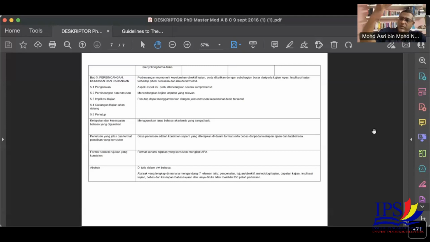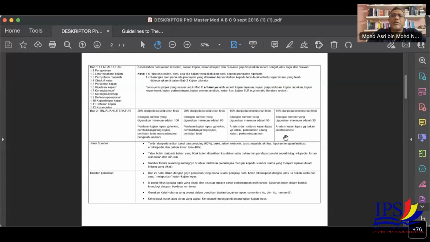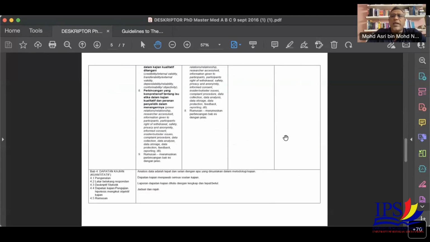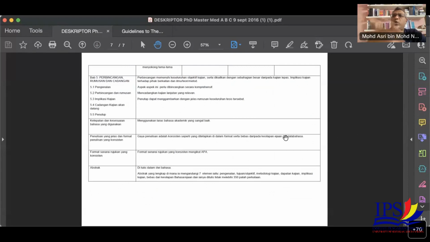Repeat for research objective 2, research objective 3, and research hypothesis if there are any. All right. So that is basically how you prepare your project paper. And remember, some people ask about the number of references that you need to include in your project paper.